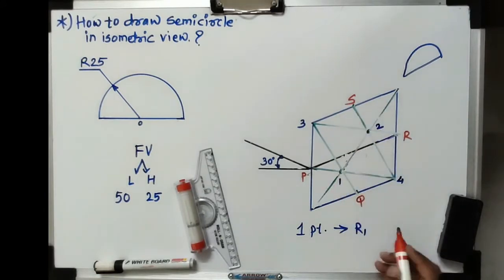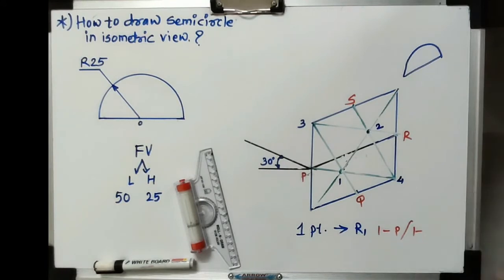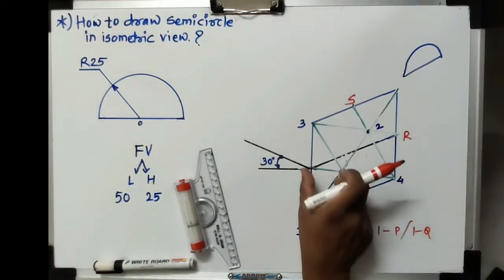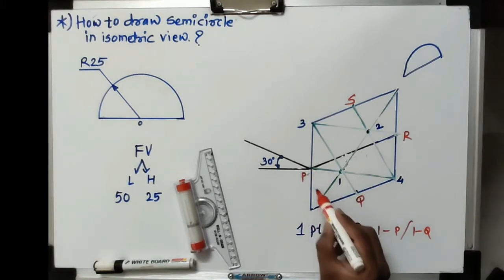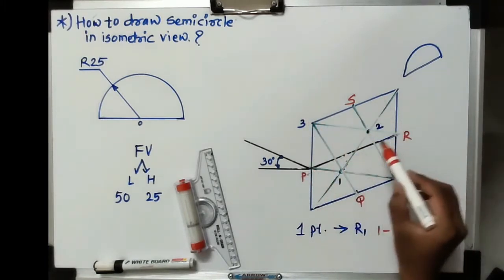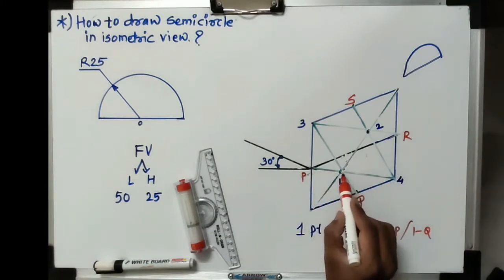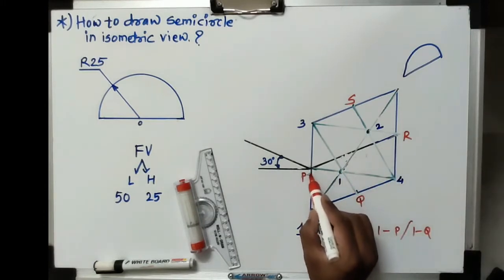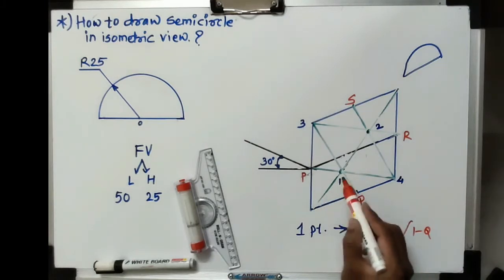So the radius will be 1 to P or 1 to Q, which means this distance we can use as a radius. But after using that distance as a radius, the arc will go below this diameter line, where PR is our diameter line. So if we consider the first point as the center, the arc will go below, which means the first point is not useful.